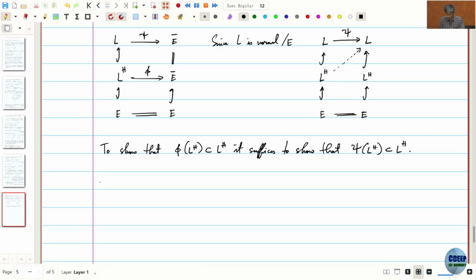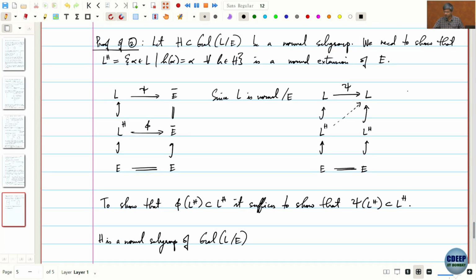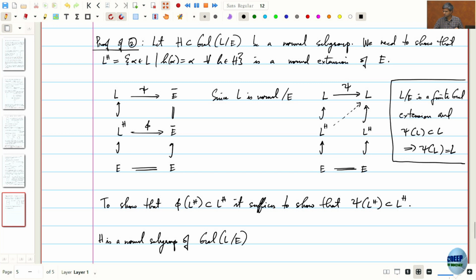Right, so H is a normal subgroup of Gal(L/E). Okay, so let's make this observation once and for all. If we have a finite Galois extension, and psi of L is contained in L, this implies psi of L is equal to L. Okay, this is something which we proved in the previous class, but also in today's class I sketched what we did. It's just a one line argument, so you can revise this.